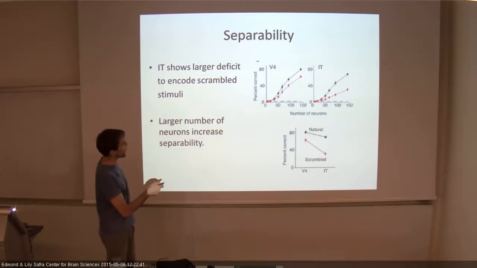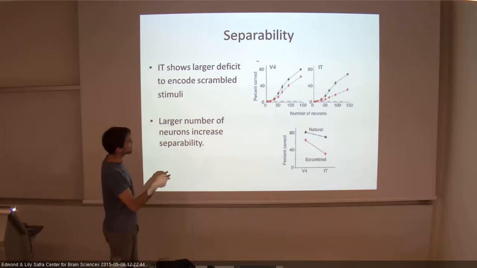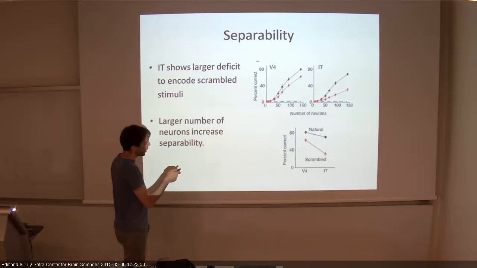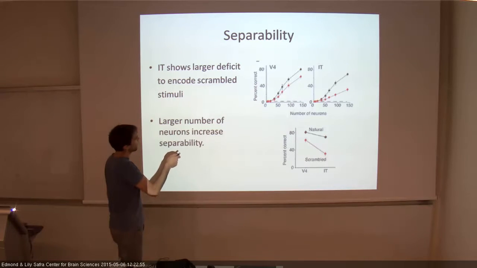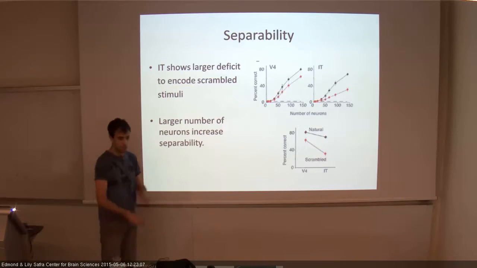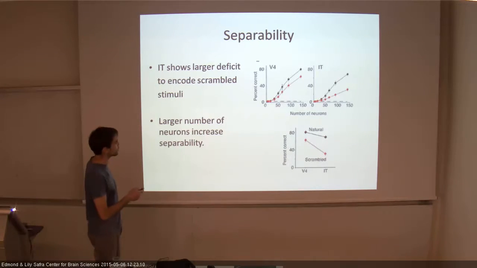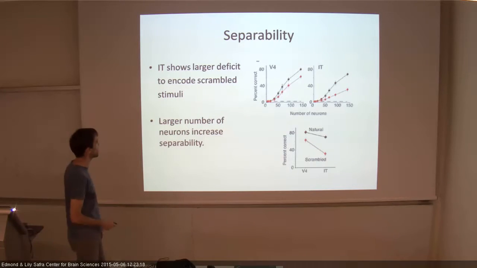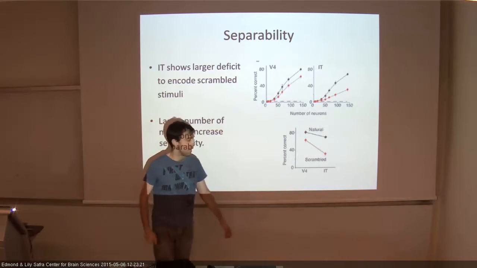So first you can see in this graph, for your question, David, this is the number of neurons that are used in the vector classification. So I can use a short number of neurons or a lot of neurons. They didn't use more than 150. And this is the percent correct. The red graph is the scrambled, the black graph is the natural. First we see that with more neurons, more data, and the vector representation is larger, it's easier to classify. However, you can see that indeed IT shows a larger deficit in encoding the scrambled stimuli.